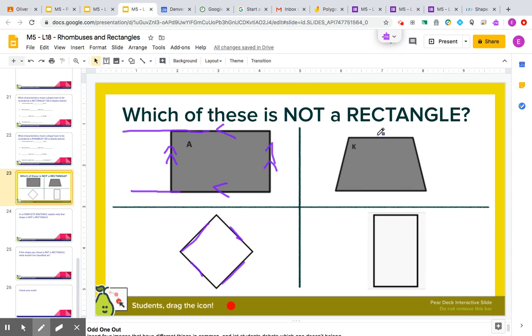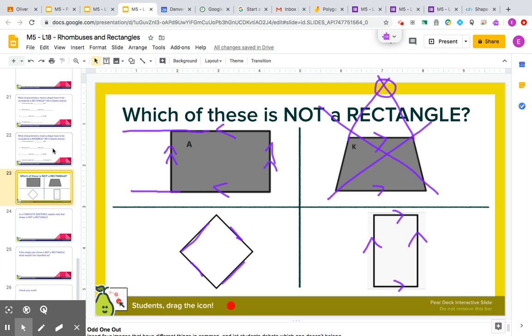How about over here? I know that that top and that bottom are parallel. They'll never touch. But if I extend this line and I extend its opposite line, they touch, they intersect. So they're not parallel. So right now, I know that this shape is not a rectangle. Let's check the other one just to make sure. This one's parallel to its opposite, and this one is parallel to its opposite.